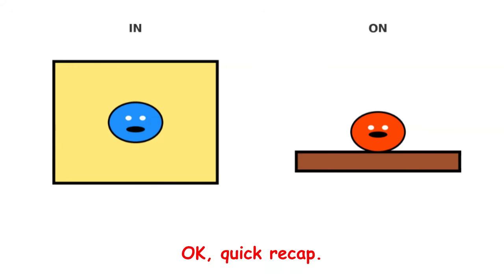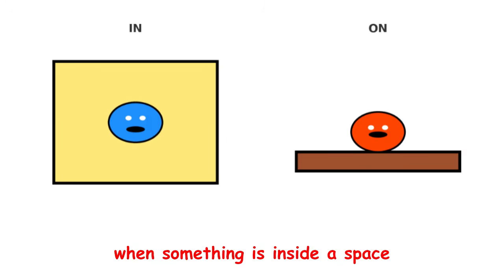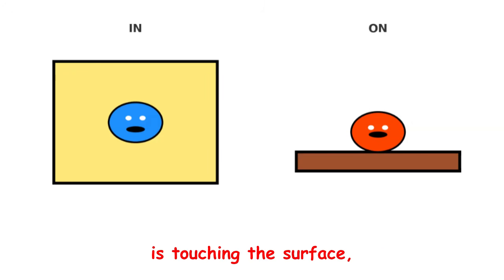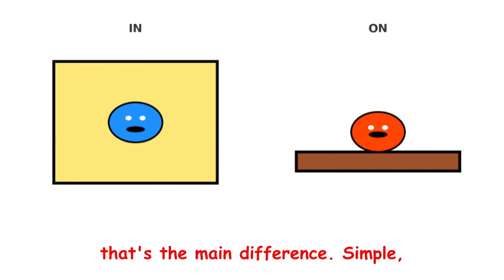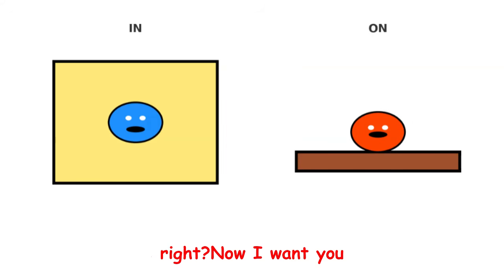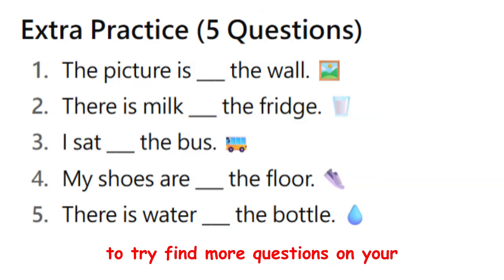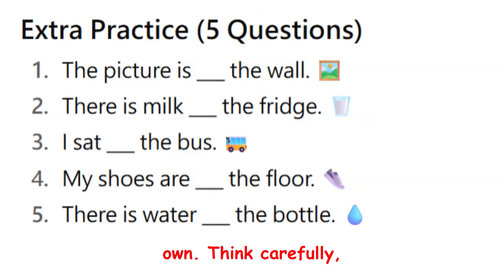Okay, quick recap. Remember, we use in when something is inside a space, and we use on when something is touching the surface. That's the main difference. Simple, right? Now I want you to try 5 more questions on your own. Think carefully, decide if it should be in or on, and then check your answers later.